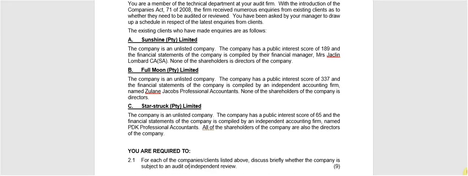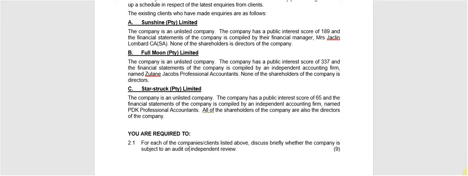So the first inquiry is Sunshine PTY Ltd. It says that the company is unlisted. It has a public interest score of 189, and the financial statements are compiled by their financial manager, Ms. Jacqueline Lombard, who is a chartered accountant. None of the shareholders is a director of the company.